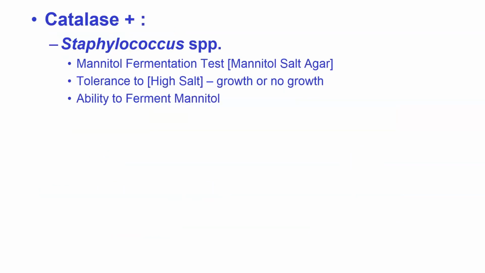If it's catalase positive, we're looking at staphylococci. With staphylococci, we're going to do a mannitol fermentation test on mannitol salt agar, which also looks at tolerance to the high salt concentration inside of the mannitol salt agar. We're basically looking for growth or no growth, and we're looking at the ability to ferment mannitol.